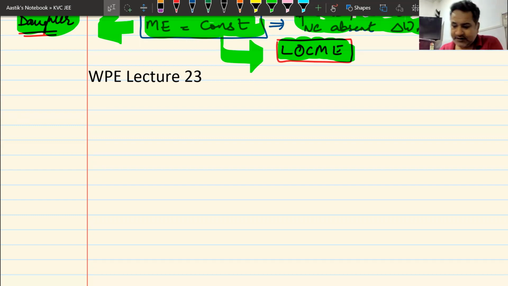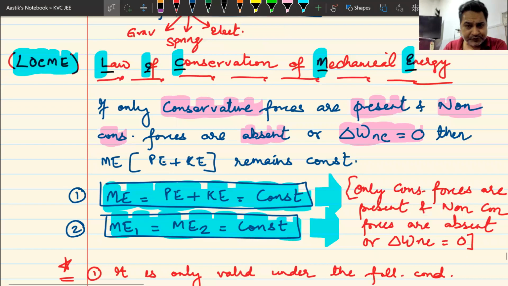To begin today's class, let us start with a quick recap of what we had done in the previous class. In the previous class, we had discussed something known as the law of conservation of energy, which is that energy cannot be created, energy cannot be destroyed, it can only be converted from one form to another. That is a universal law that is valid everywhere.